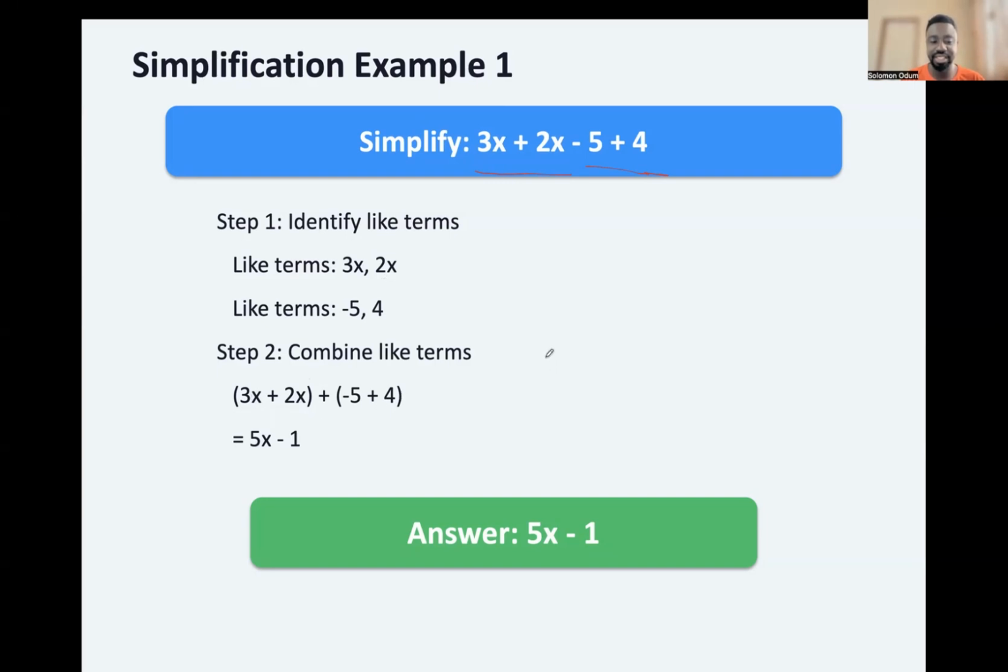3x plus 2x will give us 5x, and minus 5 plus 4 gives minus 1. So you get 5x minus 1. Good. So when you simplify 3x plus 2x minus 5 plus 4, you get 5x minus 1.